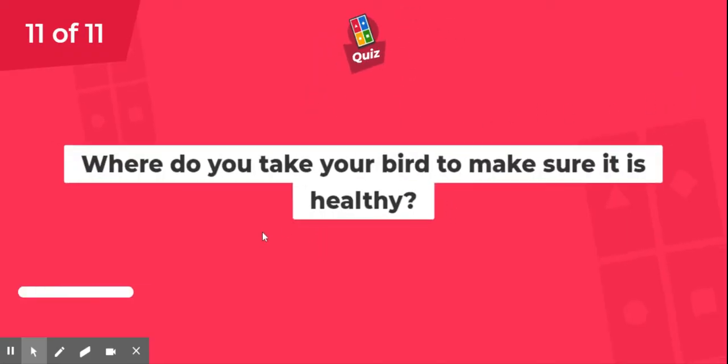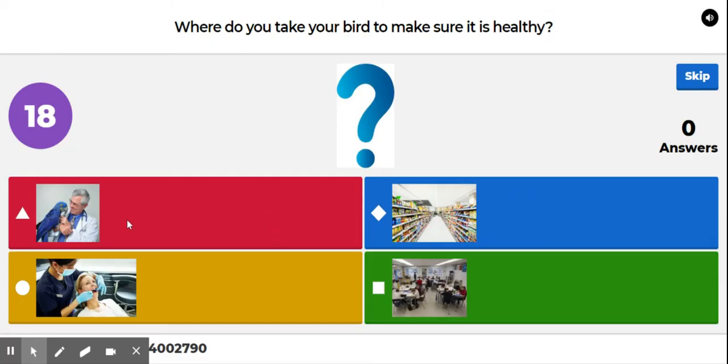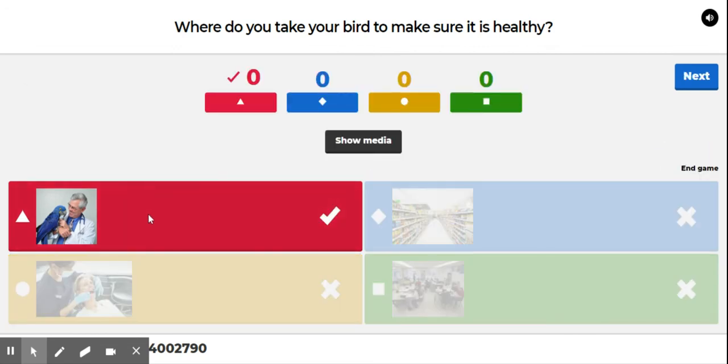Question number 11, where do you take your bird to make sure it is healthy? Do you take it to the veterinarian, the vet? Do you take it to the grocery store? Do you take it to the dentist? Or do you take it to the classroom? Where do you take your bird to make sure it is healthy? You take it to the vet. That's right. And we do that as a seasonal chore. So once a year when the seasons change, it's good to take your bird to the vet.